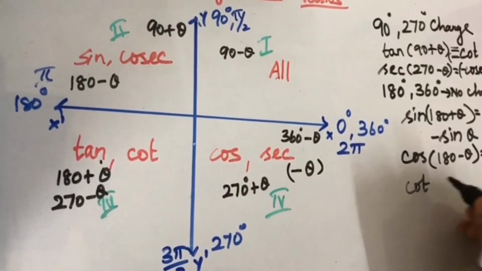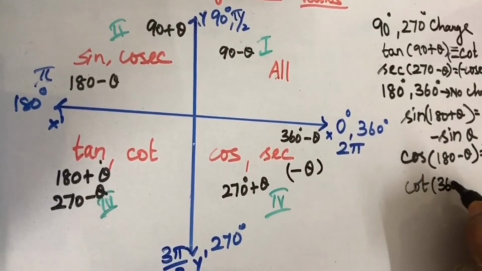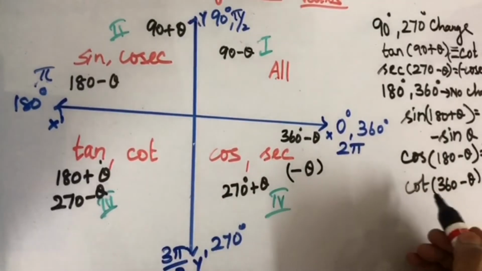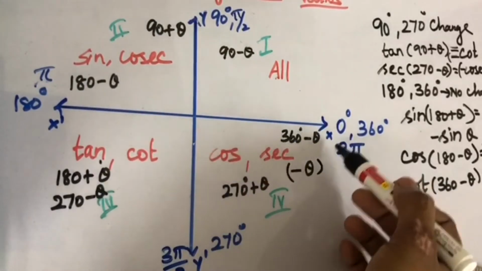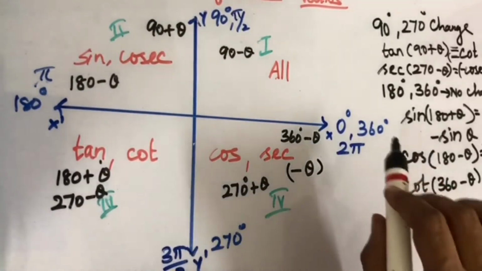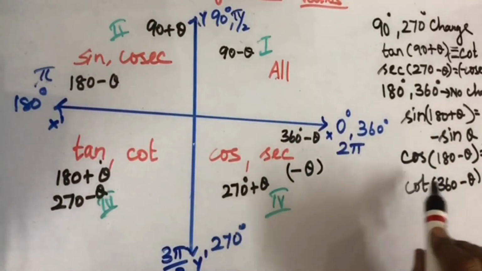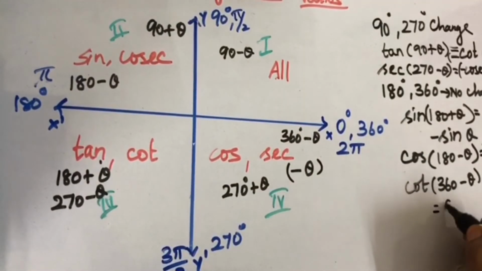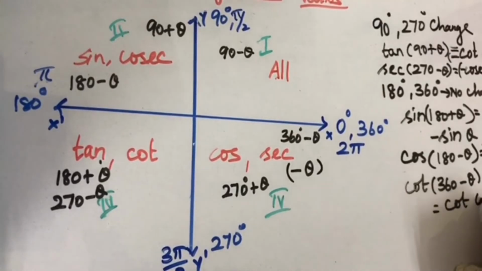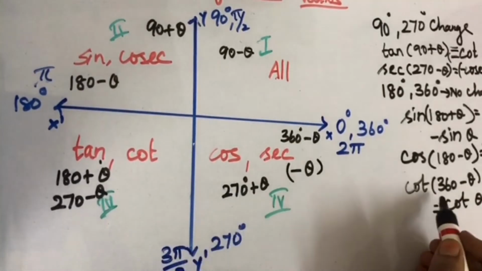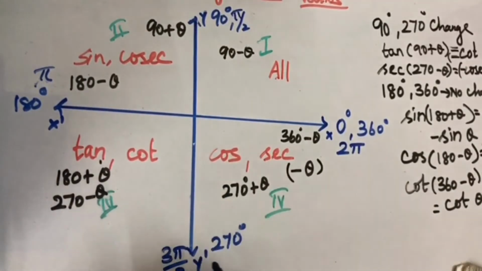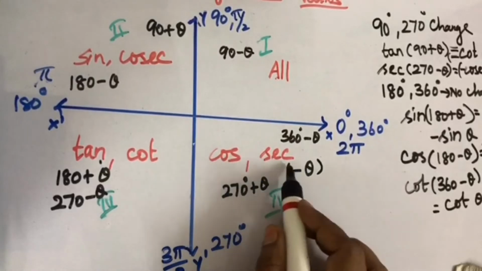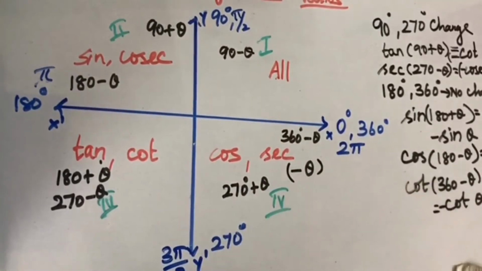Similarly, cot 360 minus theta. Okay, so cot 360 minus theta. 360 minus theta lies in the fourth quadrant. For 180 and 360, no change in the ratio. So it will remain as cot theta. When we look at the sign, for 360 minus theta, here cot is negative. So it is minus cot theta.